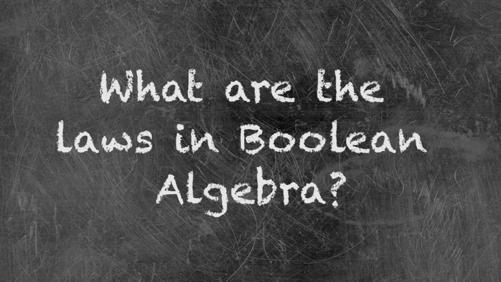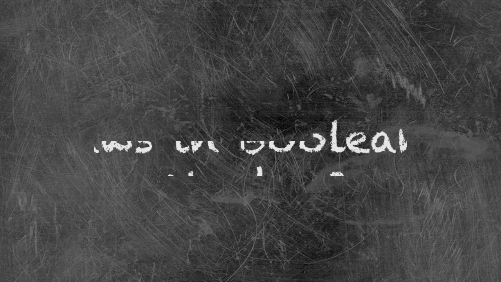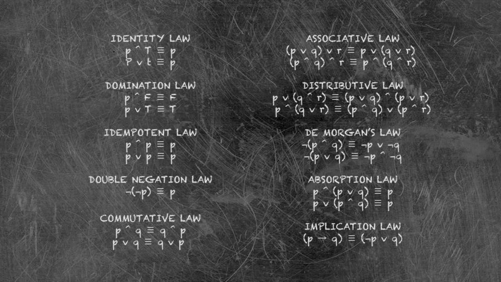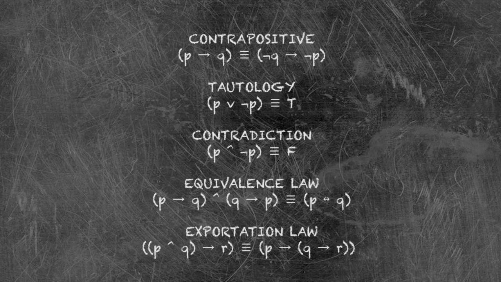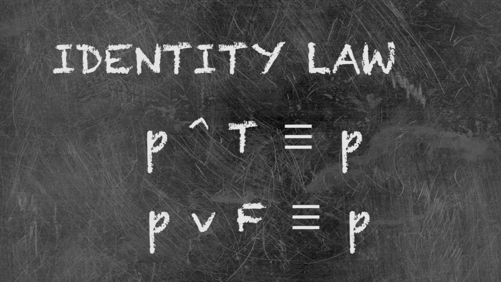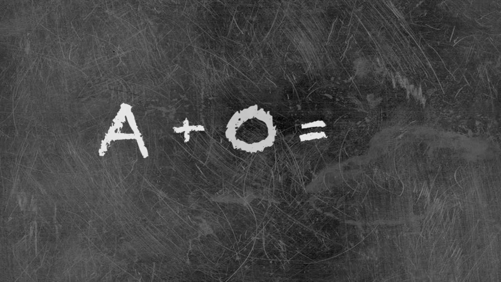The next topic is all about the laws in Boolean algebra. Here are the laws that are going to be tackled in this video. So let's start with the identity law. Let us consider the variable A. For the first expression, A or 0 is equal to A.